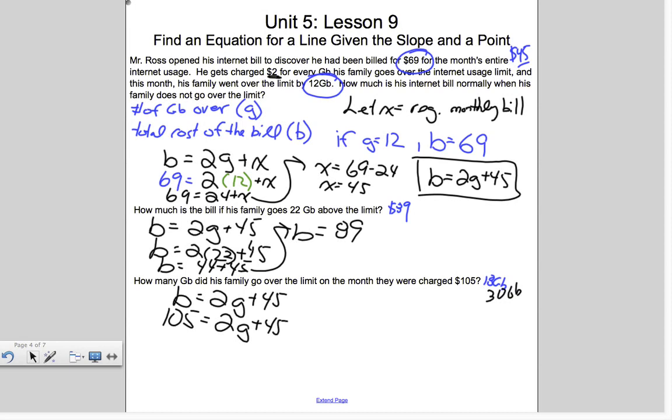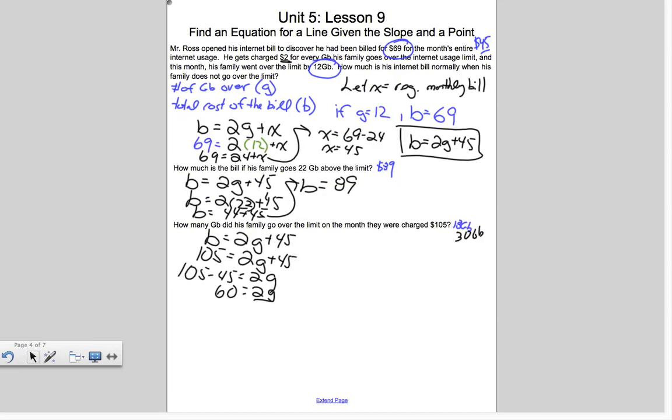Yeah, and then you have to subtract 45 on both sides. Good. So you got 105 minus 45, which is 60, is equal to 2G. And then you have to divide by 2 on both sides, which gives you 30 equals G. So therefore, there were 30 gigabytes over.